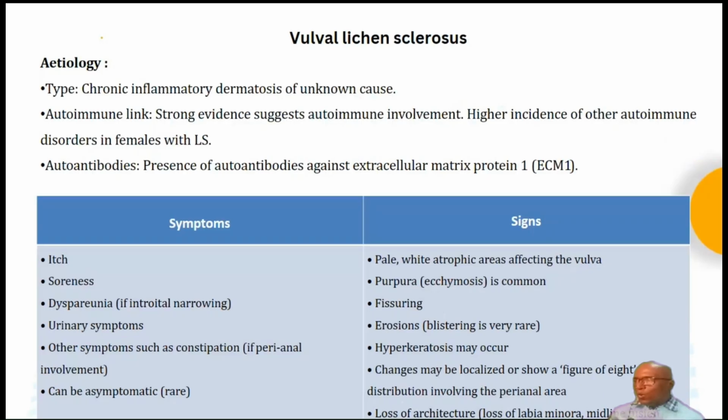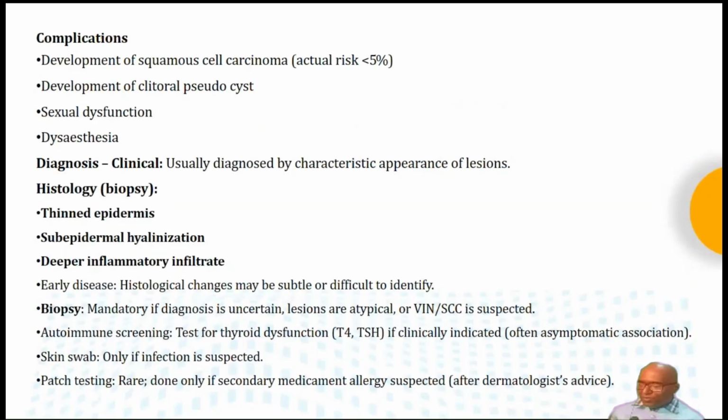It is a pale white atrophic area affecting the vulva in a figure of 8 distribution. There will be a loss of architecture, loss of labia minora, midline fusion, etc. So if you see these features in the scenario, please select vulval lichen sclerosus as an option. Then what are the complications? Development of squamous cell carcinoma, the actual risk is less than 5%. Development of clitoral pseudocyst can happen, sexual dysfunction, dysesthesia. Diagnosis is mainly clinical, usually diagnosed by the characteristic appearance of lesions, and histopathology.